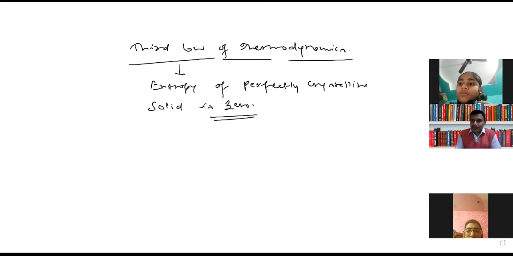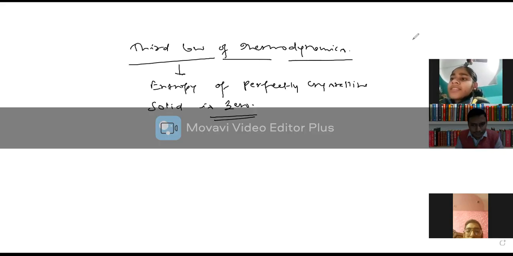Yes. Any question regarding that? You can ask the question. Anyone? Any question? A student asks: this thermodynamics law holds at 0 Kelvin temperature, right? Yes, yes, yes. 0 Kelvin.